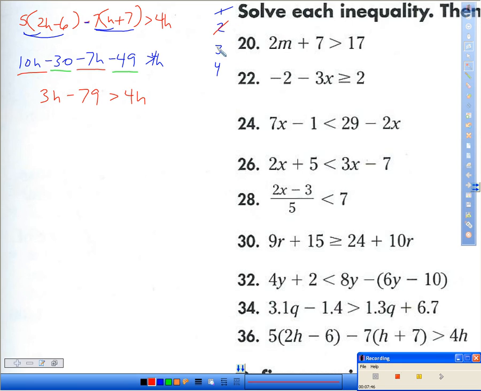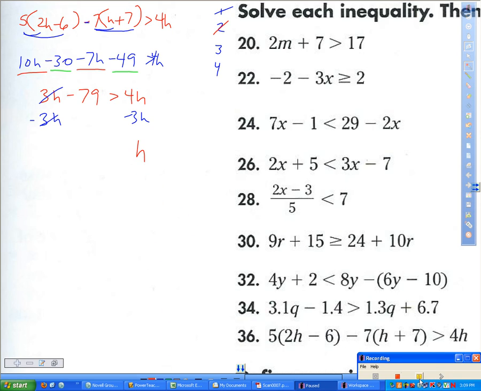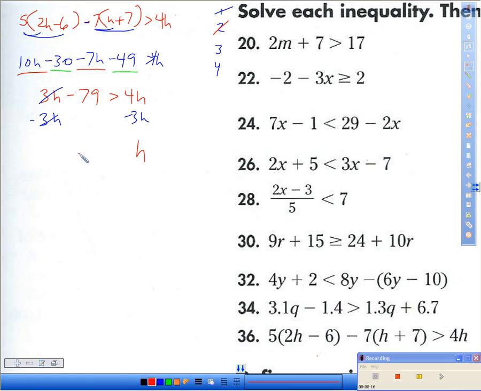So that's step 2. Step 3 is if we have variable terms on both sides of the inequality, we need to get rid of one of those. Well, I'll get rid of the 3h on the left. So minus 3h on the left, minus 3h on the right. So 3h minus 3h gives us 0. On the right hand side, 4h minus 3h just gives us h. So at that point, I'll bring down the rest of our inequality, and we'll have negative 79 is greater than h.